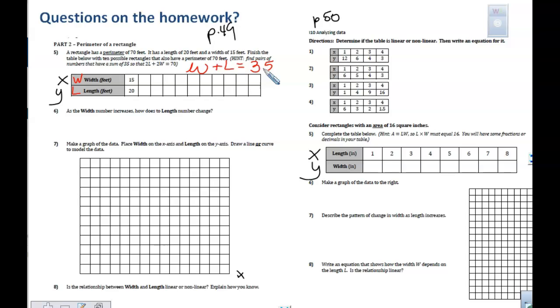Over here, it's telling you that the length times the width must be 16. These are the lengths. I give you the length. So you have to divide 16 by that number to find the width, right? Okay, so you're going to have some fractions or decimals in your table as you take a look at that.